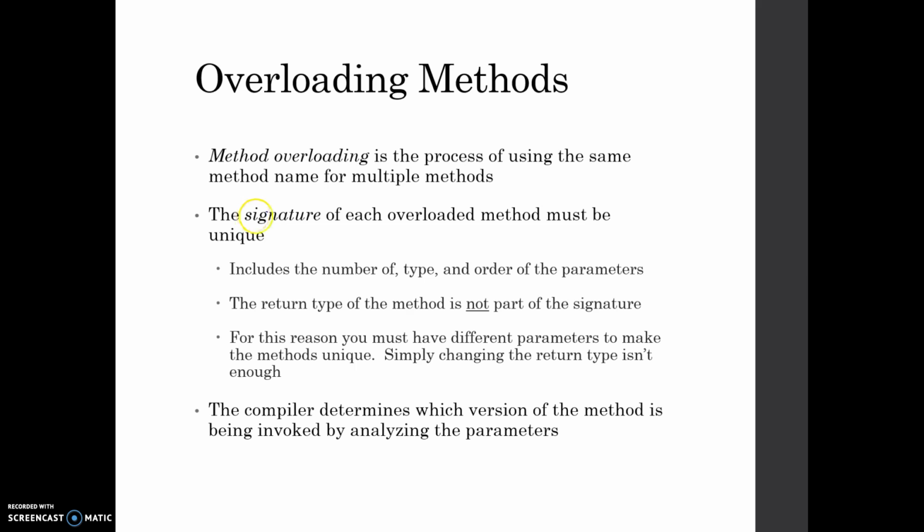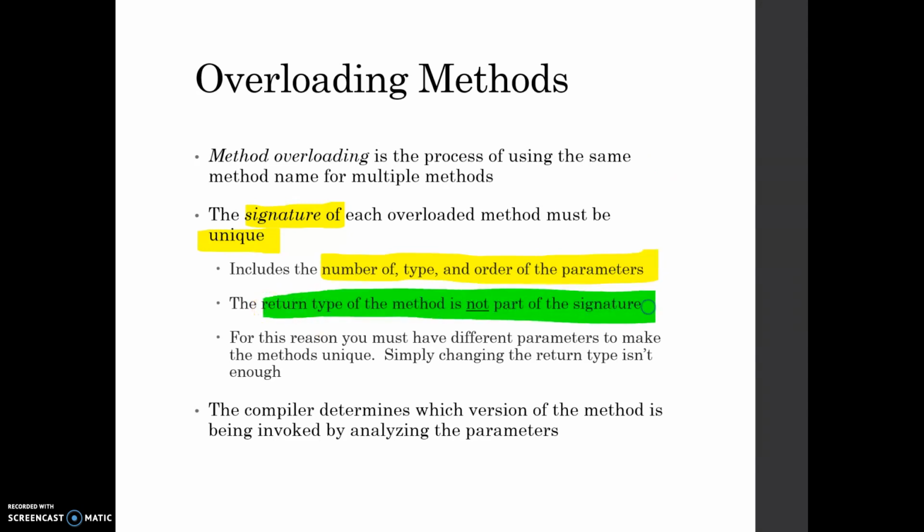So what we do is we use a different signature so that way the compiler knows which method you want to invoke. And the signature of a method is the number of parameters, type, and the order of the parameters. It's very important to note that the return type is not part of the signature. So in order for methods to be considered different and to be overloaded, they have to have a different parameter list. And you can't just change the name of the parameter. It actually needs to be a different data type or different quantity of parameters.